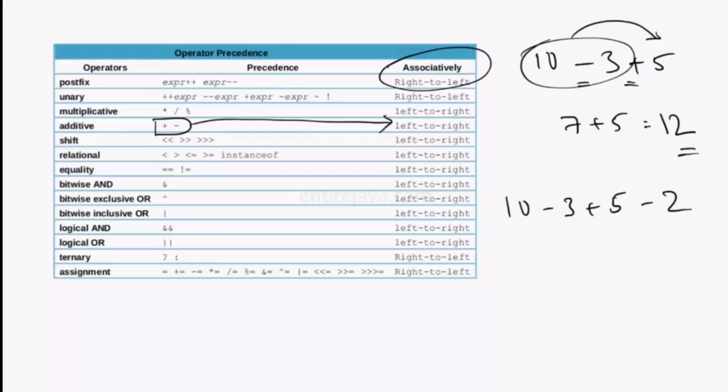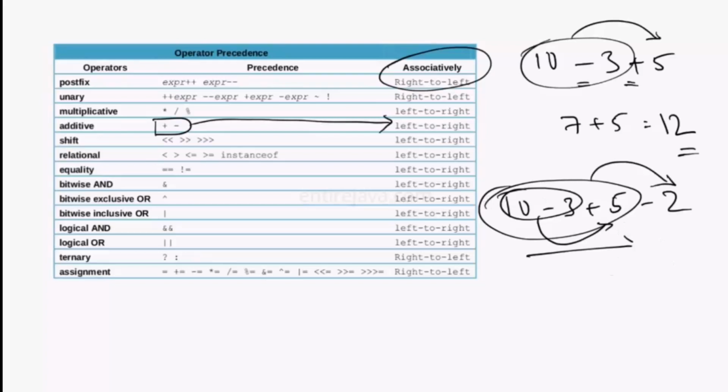Now let's take a look at another equation. So we need to go from left to right. So this will be evaluated first. The result will be evaluated with this, and the result of this entire equation will be evaluated with this. So we're going from left to right based on the rule of associativity.